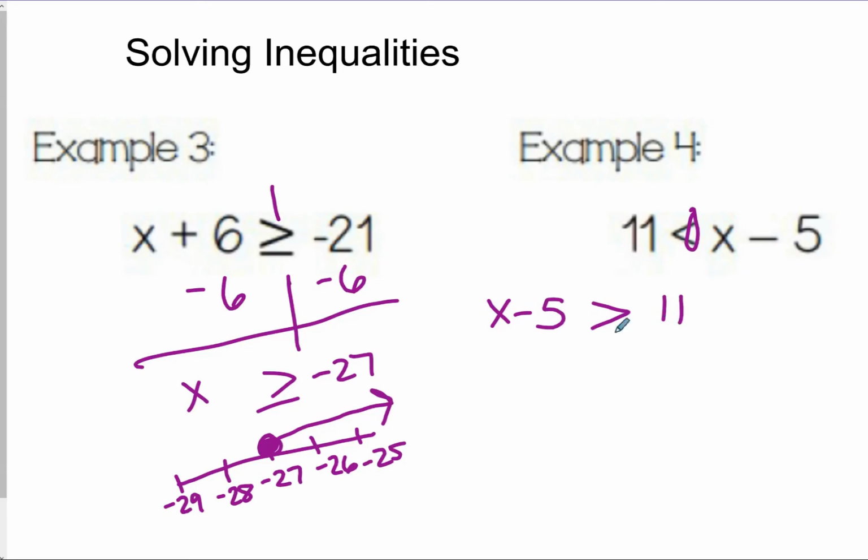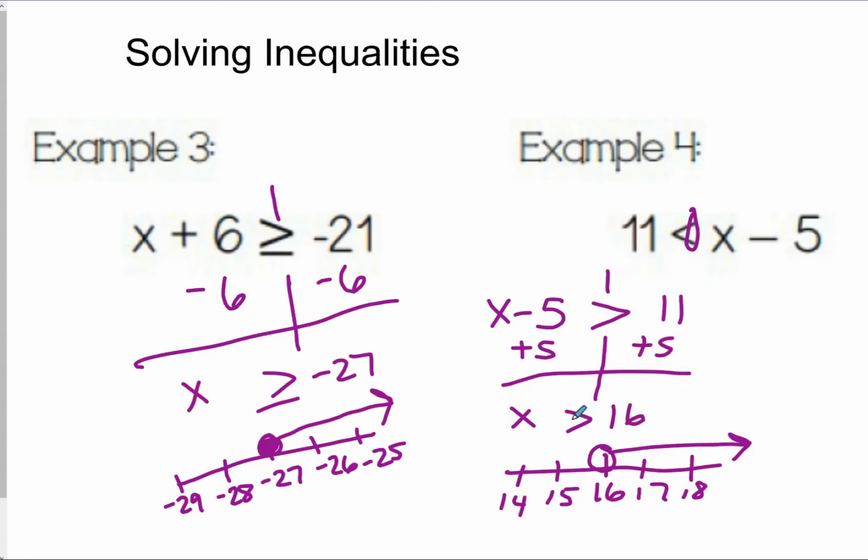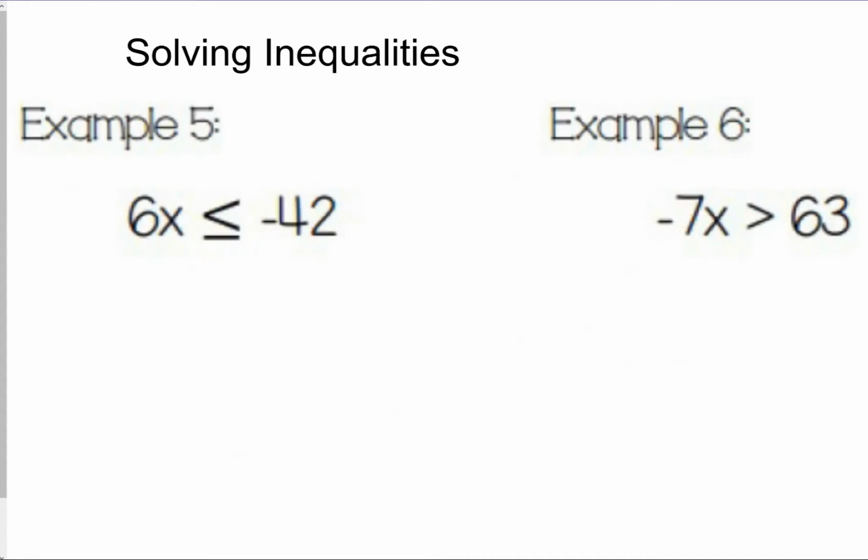And of course, I have my 11. So these are the exact same inequality. The only difference is when I want my variable to be on the left side, I had to pretty much flip this entire thing over. Now, go ahead and solve. Get x is greater than 16. And again, notice how my symbol matches my arrowhead. Go ahead and try your best on example 5.